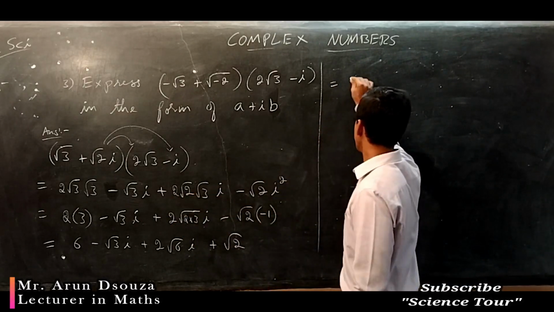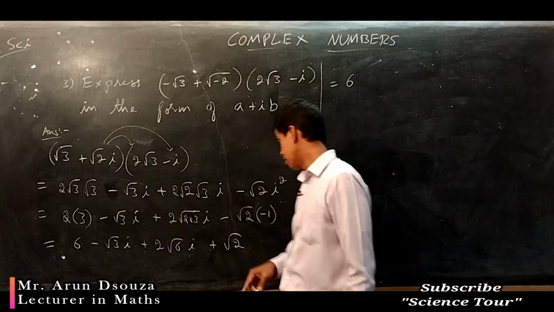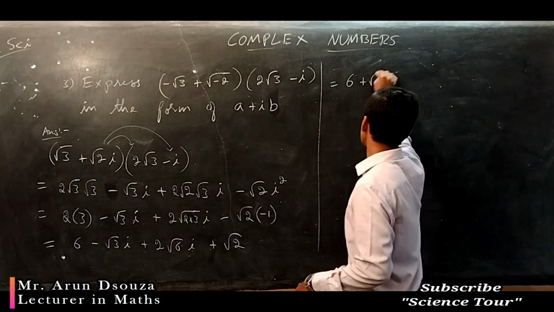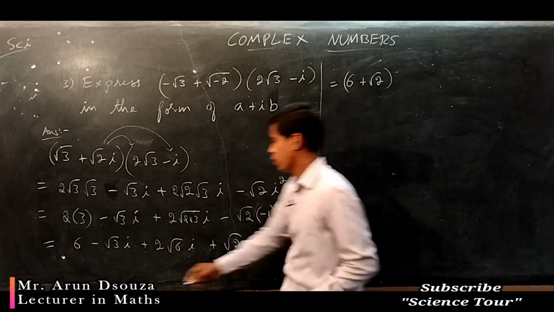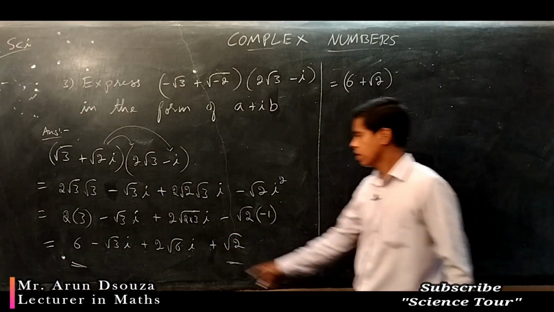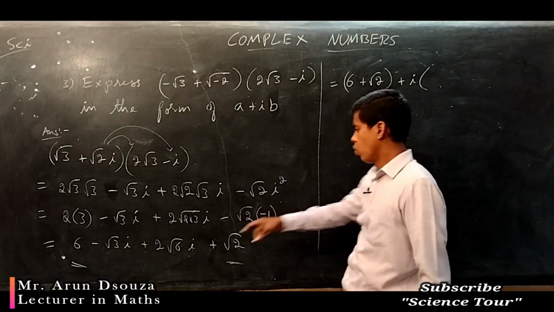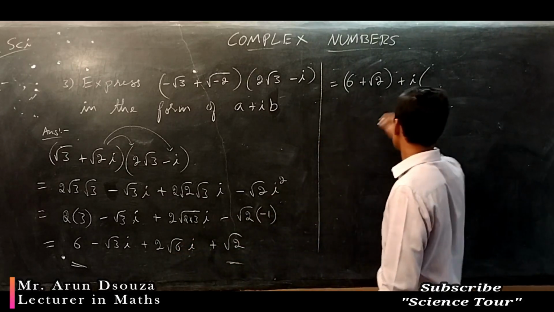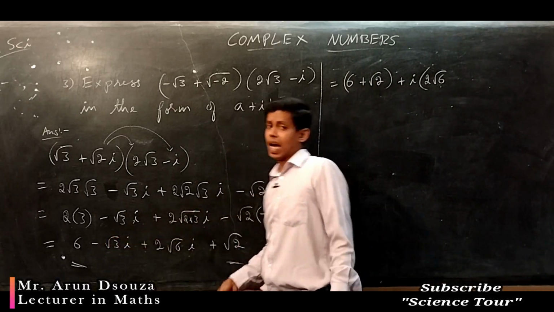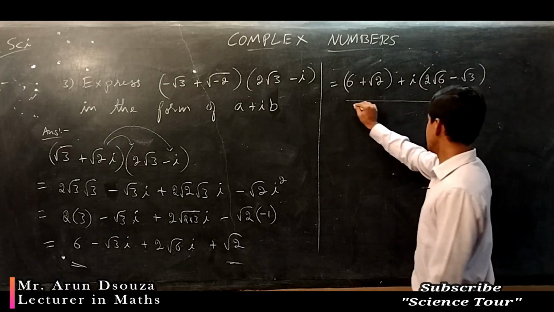Now you have 6 there, and then these two things can be written together, and these two things can be written together. So I am writing 6 plus root 2. Next, I will take I common. If I take I common, what do I get here? 2 root 6, correct? So this is 2 root 6, and then you have minus root 3. So this can be your final answer.